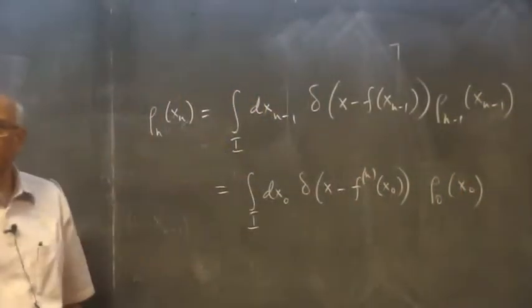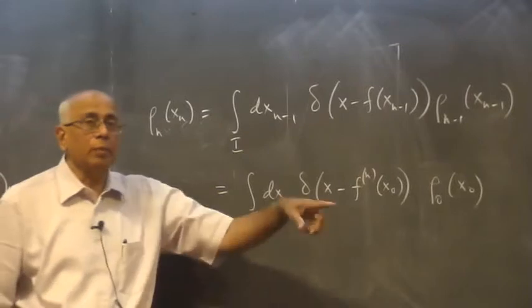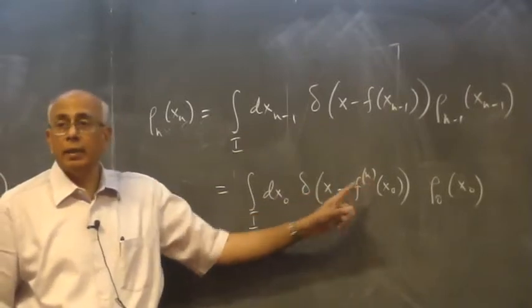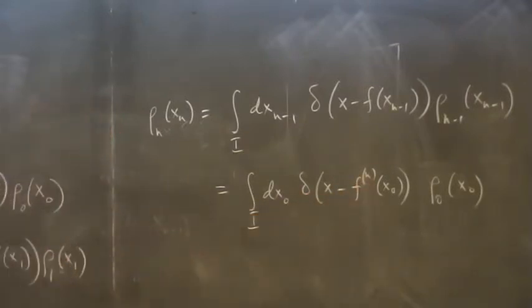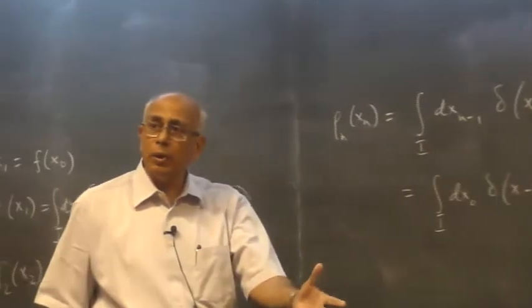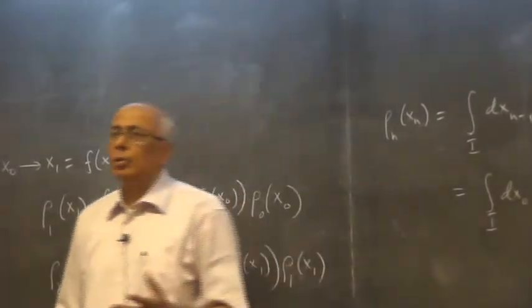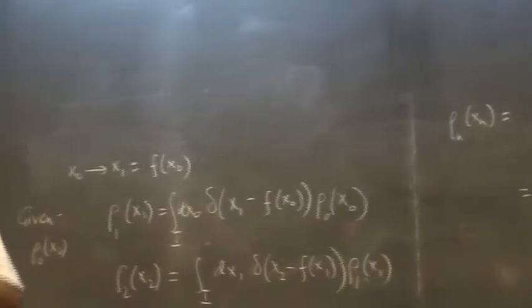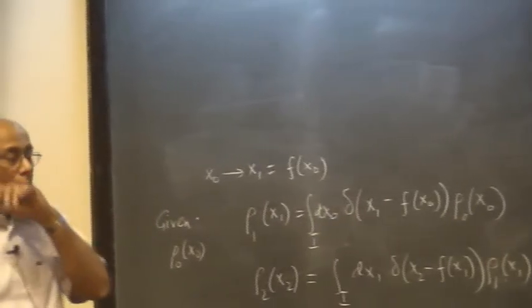You could also write it like that, except that this delta function is very complicated. It's the nth iterate of this initial function. So you can write it in either way. So in principle, if you give me an initial distribution, I can find out what the distribution is at any instant of time, at any time step later on.